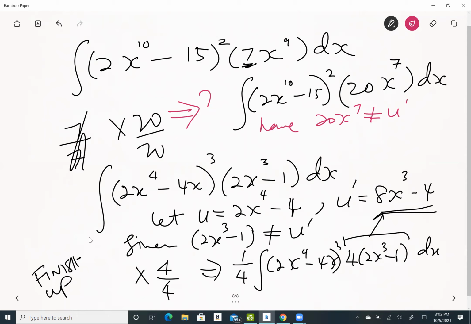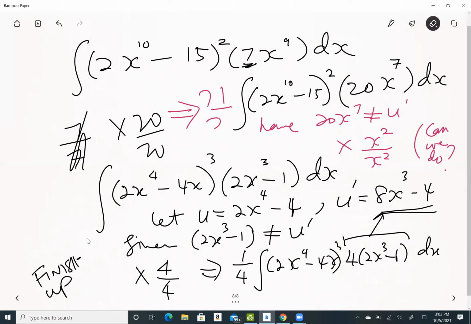x power of 2 over x power of 2. So one way is, like our friend said, you multiply by x to the power of 2 over x to the power of 2, so that I get x to the power of 9, and then the x to the power of 2, I bring out. So now my question is, can we do this? If you multiply by x power of 2, that x power of 2 will be over here, and then x power of 2 times x power of 7 gives x power of 9.